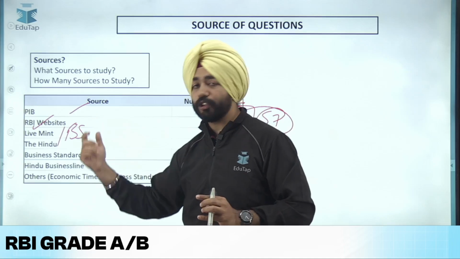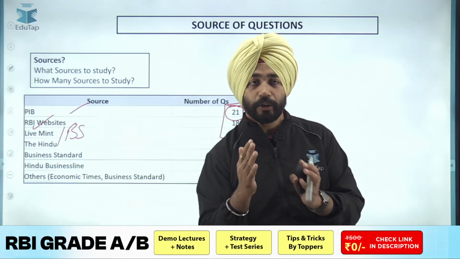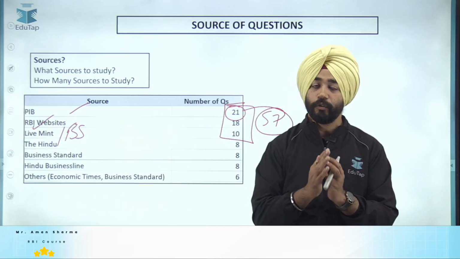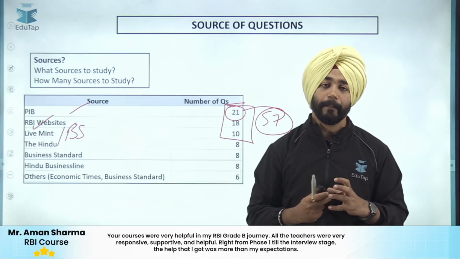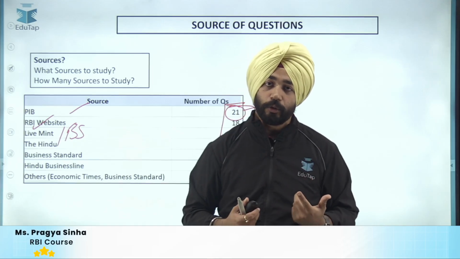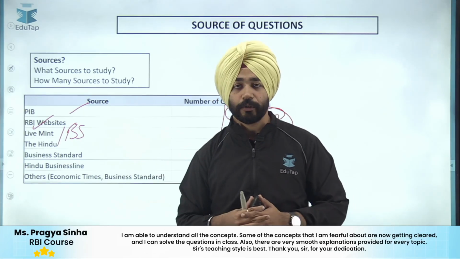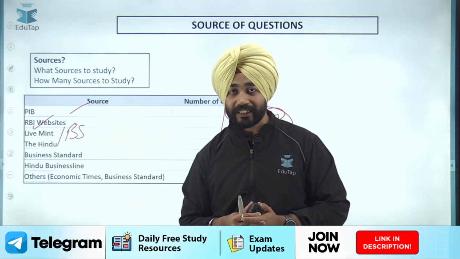With regards to newspapers, you can pick any one of them, be it Business Standard or Livemint. But because there are so many sources, if you are an experienced aspirant who has given at least 2 to 3 attempts, then I must say you can go with these sources, because that is something we can start with.